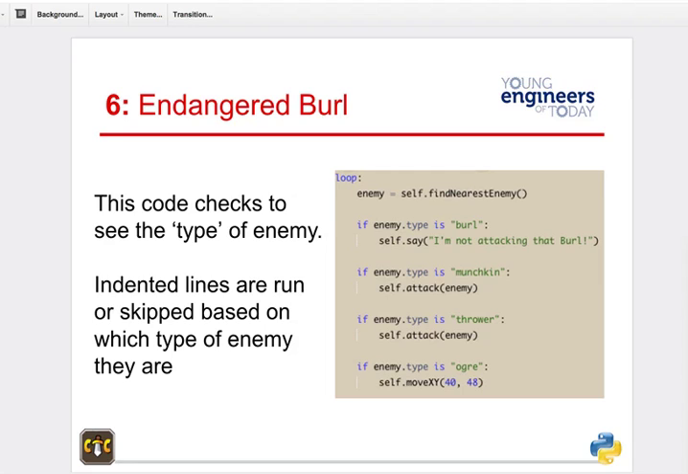So here's where you type the enemy. Loop, so it's going to repeat over and over again. Enemy equals find the nearest enemy. If the enemy type is a burl, I'm not attacking that burl. If the enemy type is a munchkin, self-attack enemy. So go after the munchkin. If it's a thrower, go ahead and go after the thrower. So if enemy type is "thrower", semicolon, self-attack the enemy. And finally, if the enemy type is ogre, move the heck away from it.